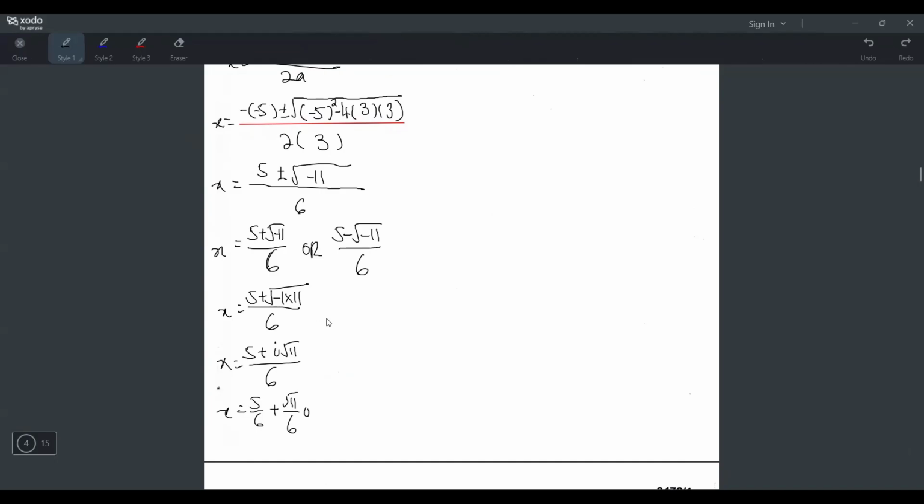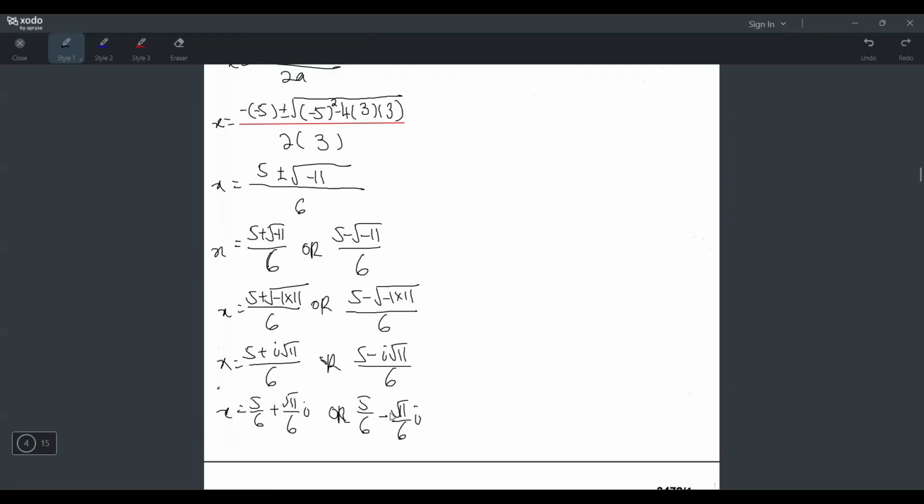Okay, so this one, the other one, also 5 minus. The square root of -11 is square root of -1 times 11, right? And then over 6, and then do the same thing. It will be 5 minus square root of -11 is i, and then times square root 11, so square root 11 over 6. Separate into 2. So the answer would be 5 over 6 minus square root 11 over 6 i.